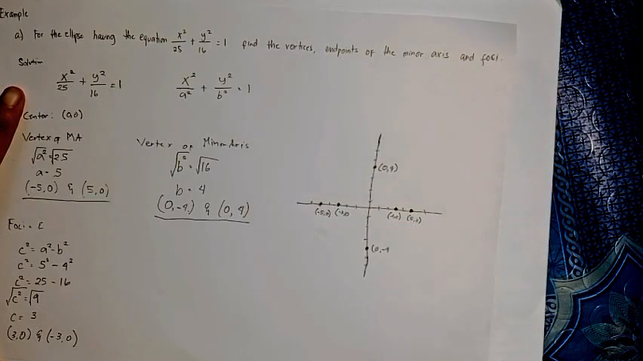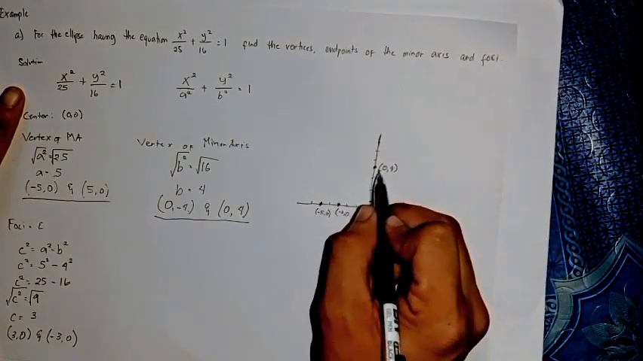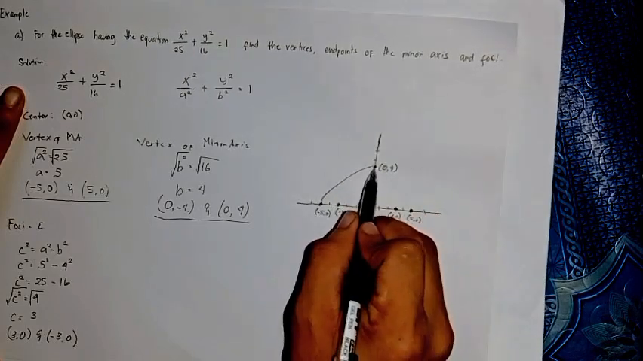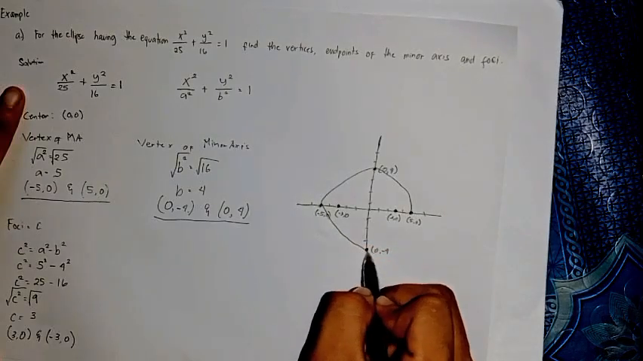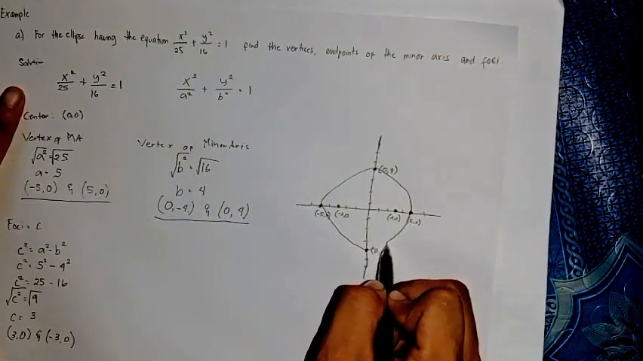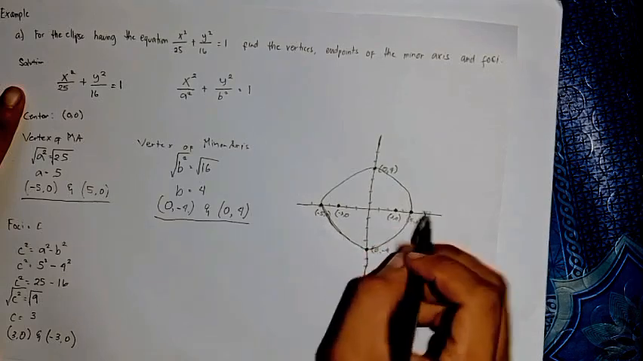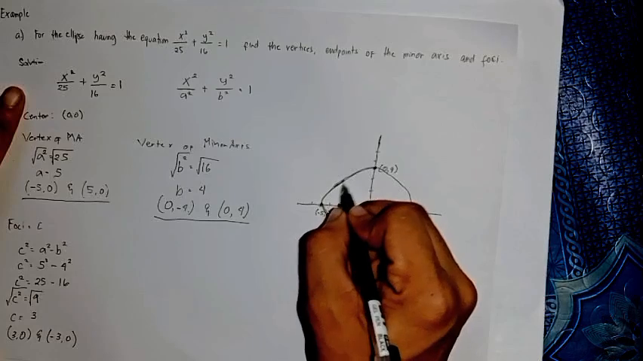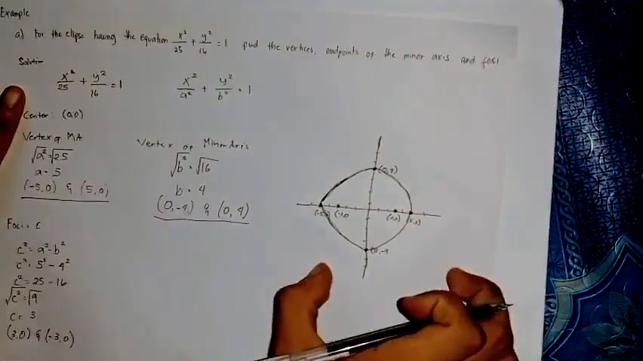So next, all the dots. Now, just connect all the dots. Oh, sorry guys, my drawing skills are not good. The ellipse looks like this. Our ellipse looks like this.